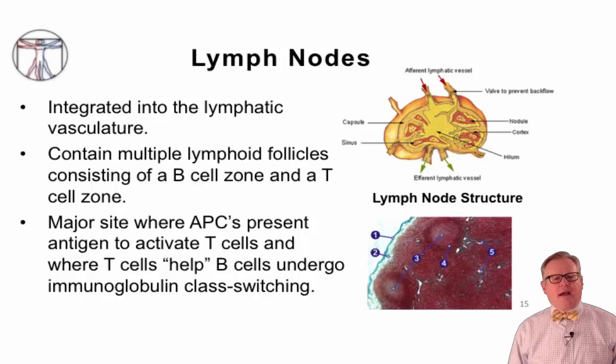The lymphocytes are aggregated together in what are called lymphoid follicles that have a B cell zone, which is shown here by item number 3 in the picture at the bottom, and a T cell zone, which is shown by item number 4. These lymphoid follicles are the sites at which B and T cells interact, and these are the sites where T cells help B cells to undergo immunoglobulin class switching and to develop adaptive immune responses.